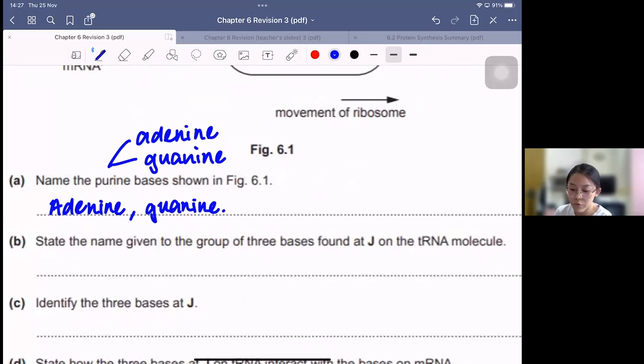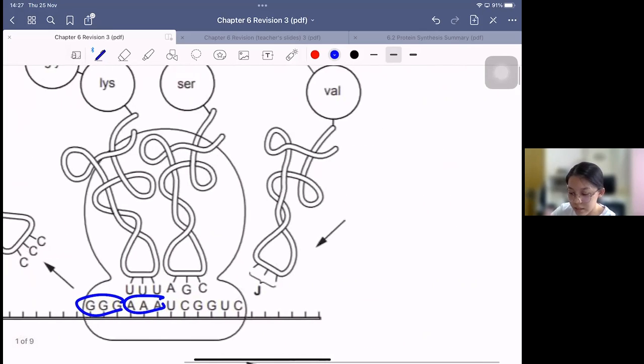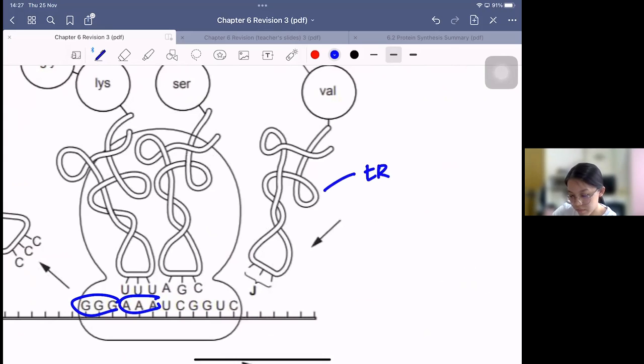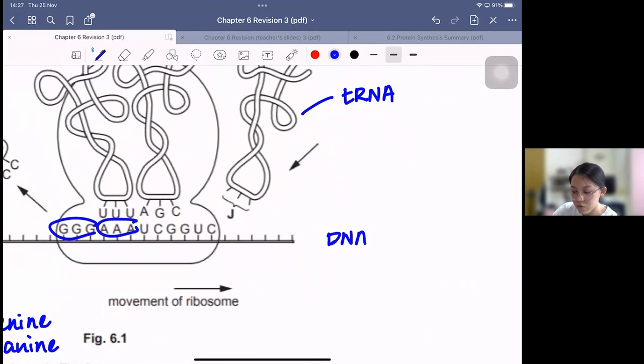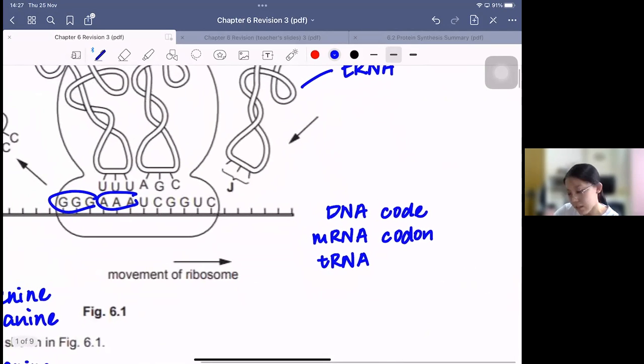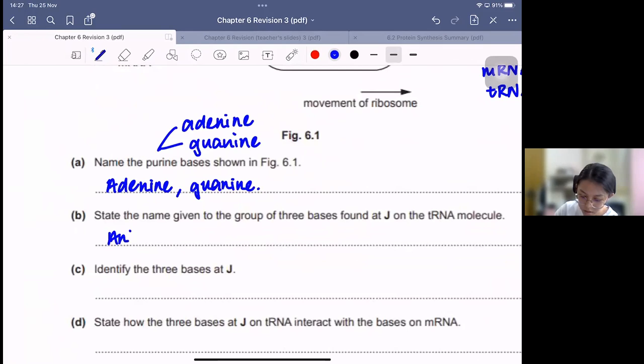State the name given to the group of 3 bases found at J on the tRNA molecule. In the diagram, you can see that this is the tRNA molecule. We've already learned that for DNA, the term used is code, for mRNA the term used is codon, and for tRNA the term used is anticodon. So the answer is anticodon.